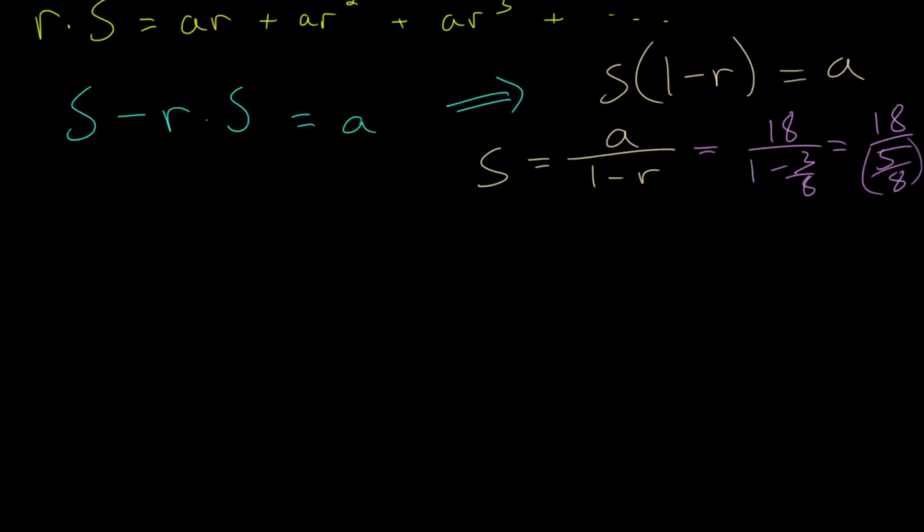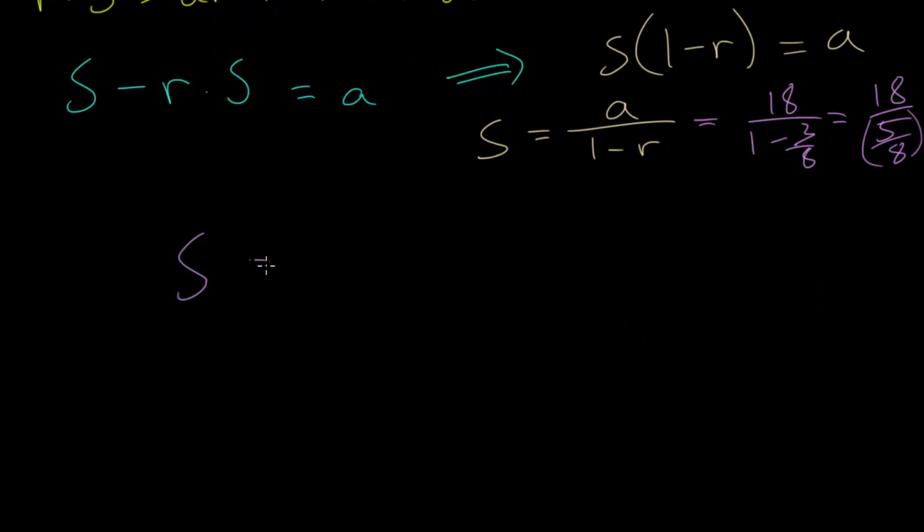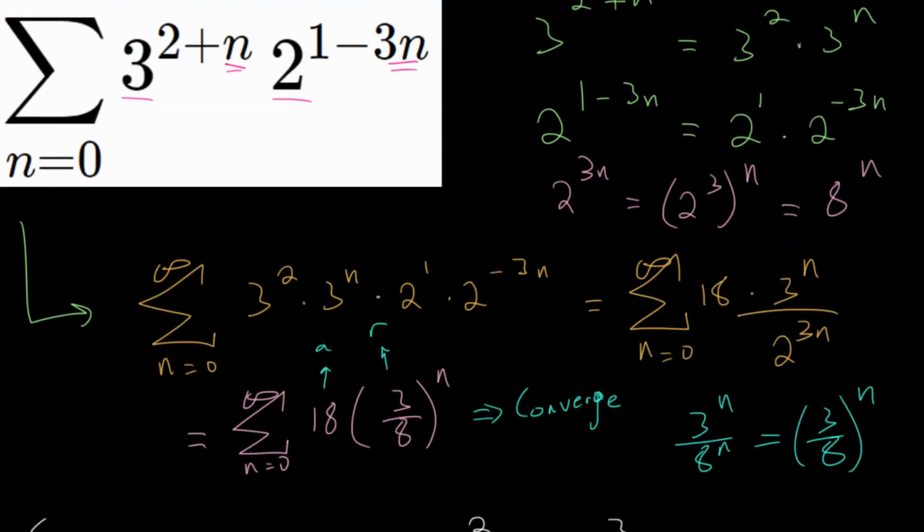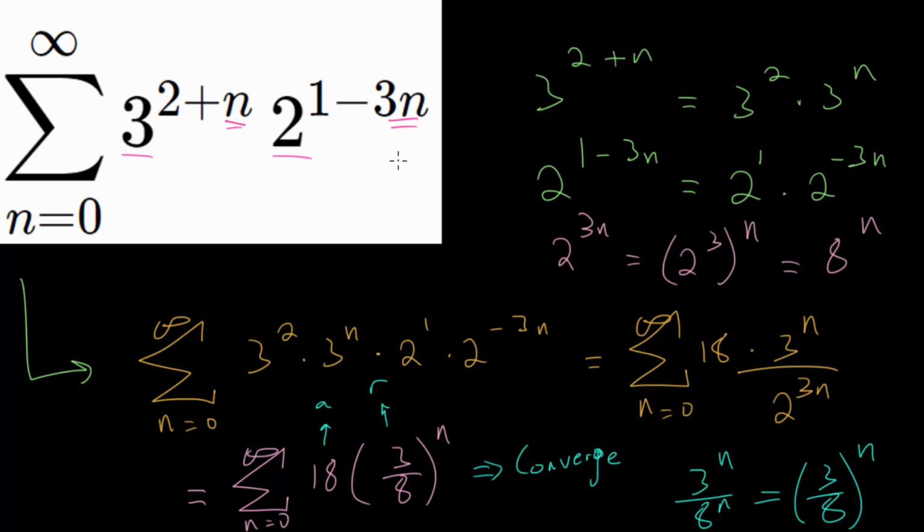And if I make a little bit more room here, this sum here is 18 divided by 5/8, or multiplied by 8 over 5. And 18 times 8, we can do 10 times 8, that's 80, plus 8 times 8, which is 64. 80 plus 64 is 144, and all of that is divided by 5. So not only did we find that this series here converges, we can actually show that this is just equal to 144 over 5.